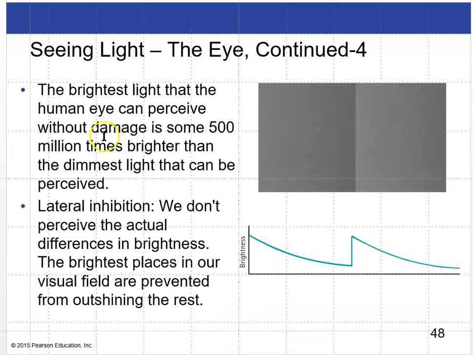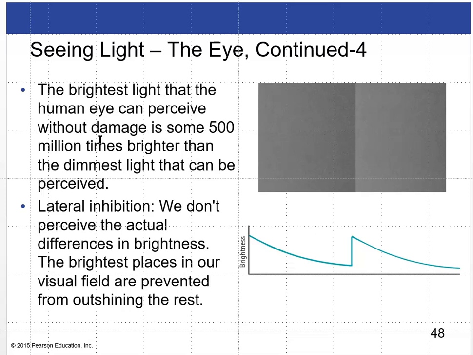Now, the brightest light that the human eye can perceive without damage is some 500 million times brighter than the dimmest light we can perceive. Now, this is great, but it causes a problem. Because if you get a sudden flash of bright light or a part of the visual field is brighter than the rest, it can overwhelm the rest. And this can be dangerous, like when you're driving at night. It's kind of like what happens when you get hit by headlights and suddenly you can't see.